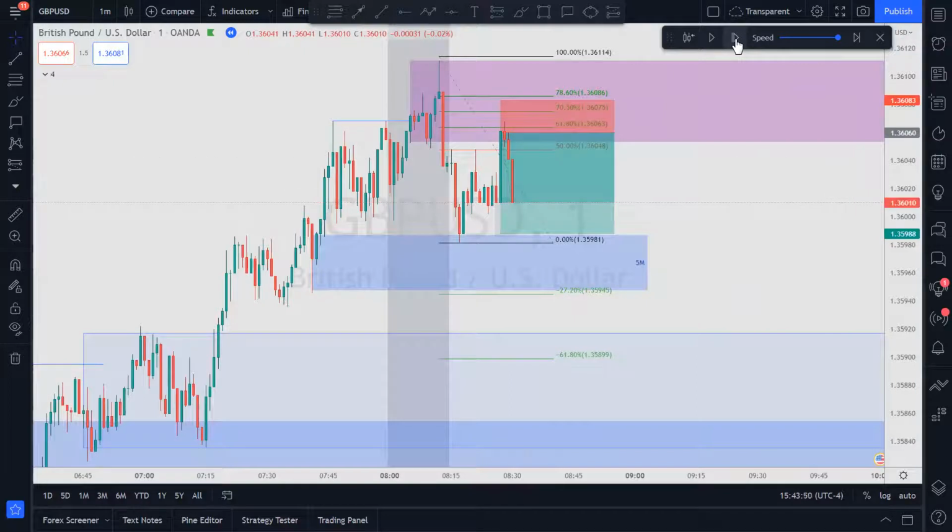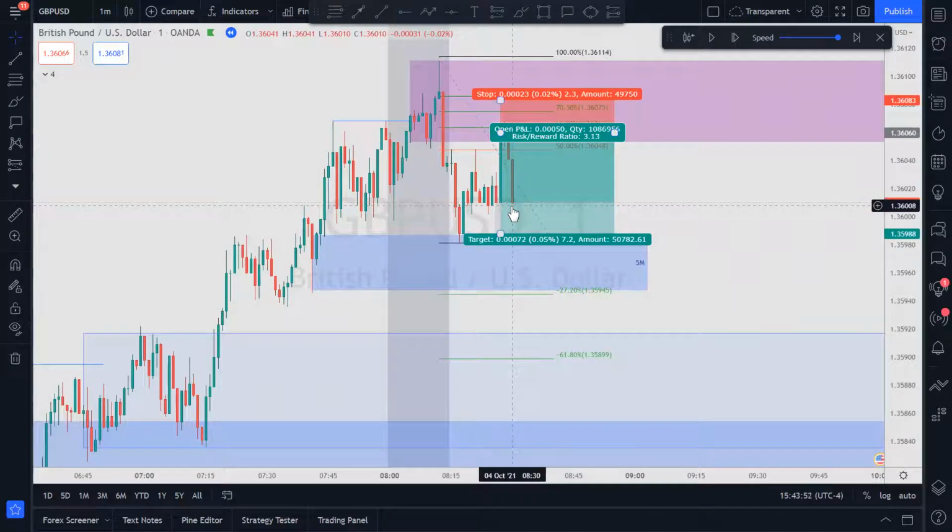Here we go. This is a great candle. It comes in flat, no wick. Lets me know that there's a high probability that price will continue lower.